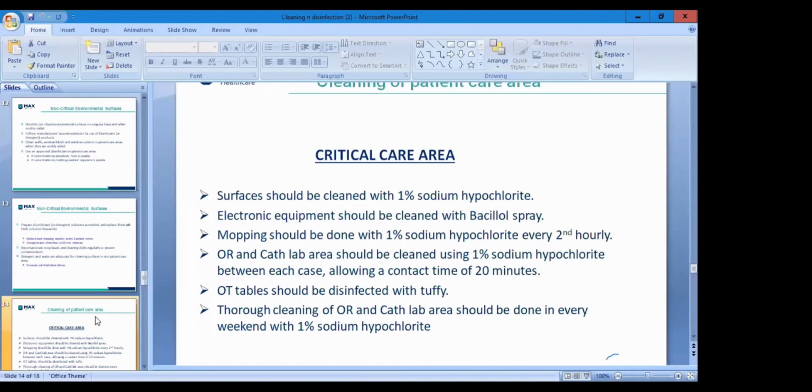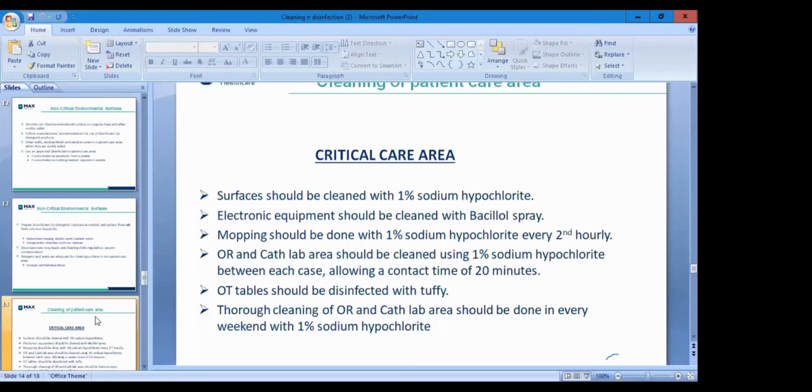OT tables, they are usually disinfected with Tuffy. Tuffy is a ready-made towel which is available, which is again having hypochlorite solution. So the OT tables, they are usually disinfected with those Tuffies. And thorough cleaning of OR and cath lab should be done every weekend with 1% hypochlorite.